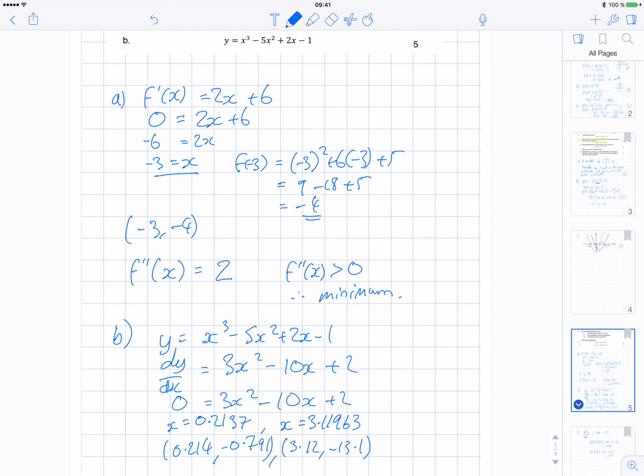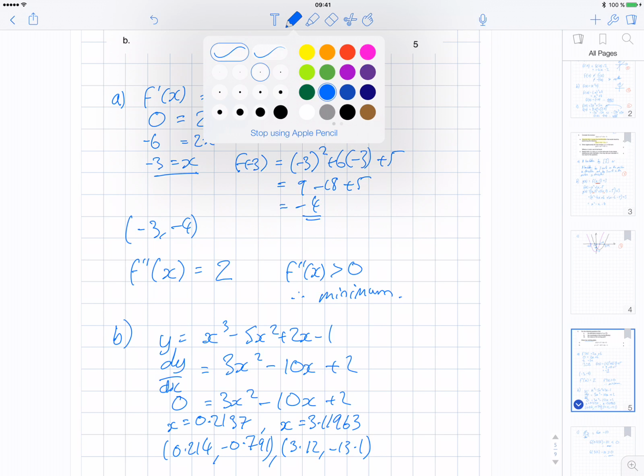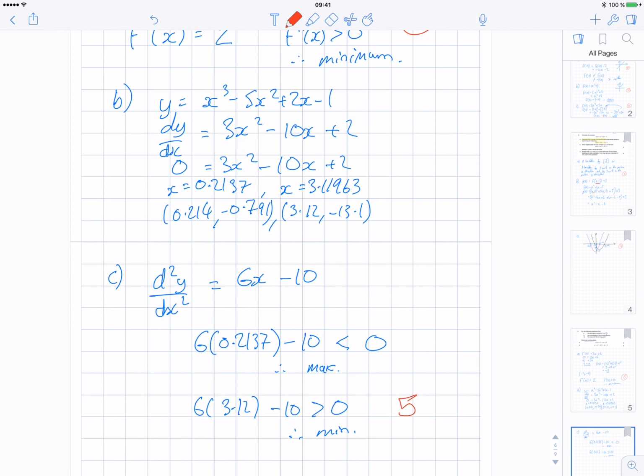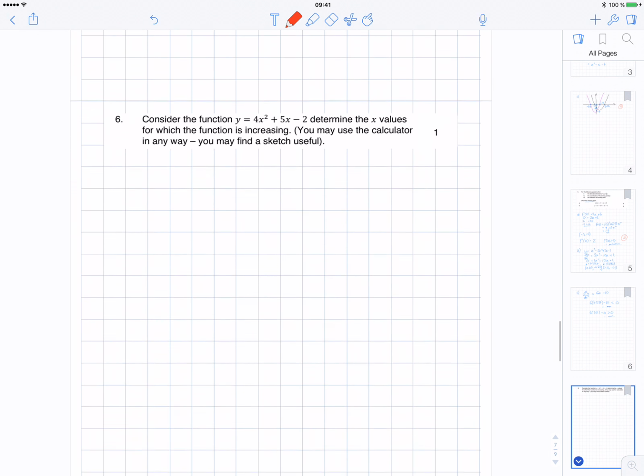Give me all the points. That's 5 points for both to get all, so it's 5 and 5. And I'll show you how to use the calculator to get loads of marks on this.